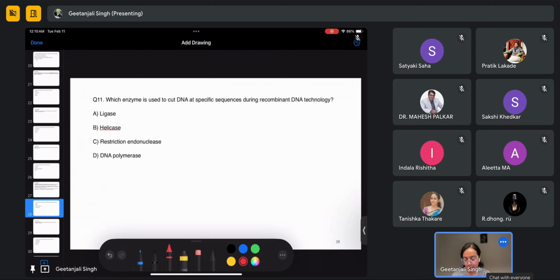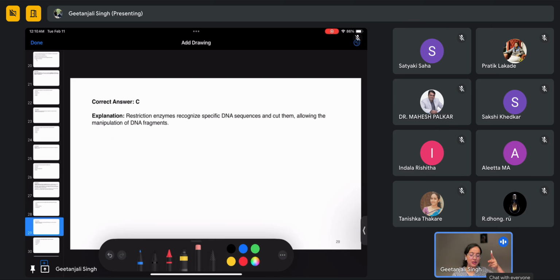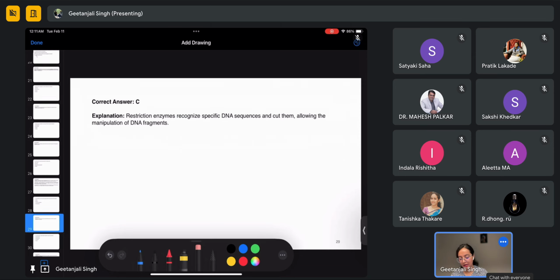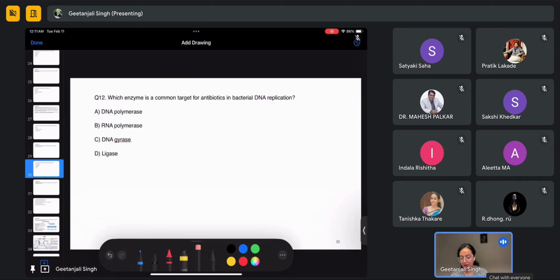The next question is, which enzyme is used to cut DNA at specific sequences during recombinant DNA technology? Yeah, the correct answer is restriction endonuclease. It's also called molecular scissors because it cuts DNA at a particular sequence. It recognizes the sequence and it cuts the DNA there. So yes, they're used in recombinant DNA technology. We'll read more about it in the upcoming lessons. Let's move on to the next question.